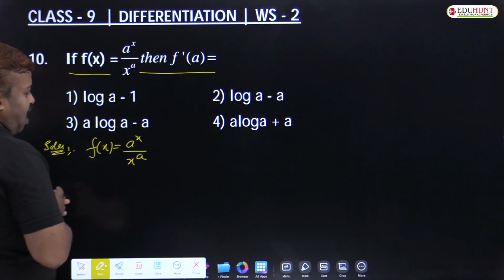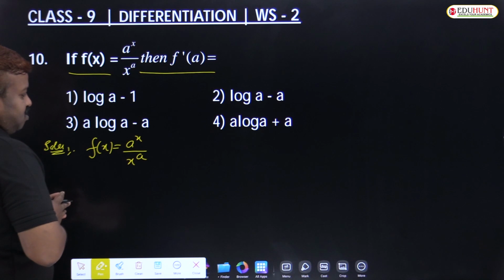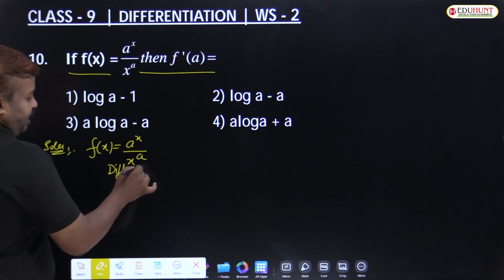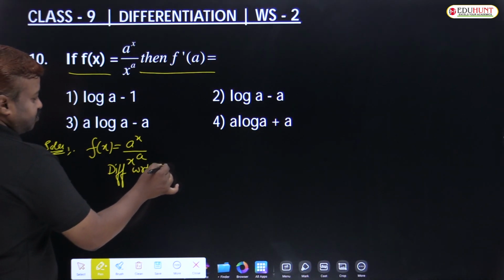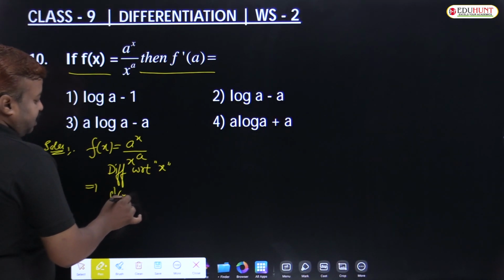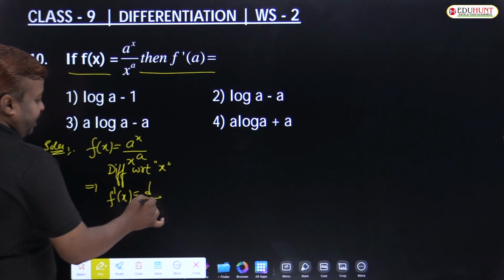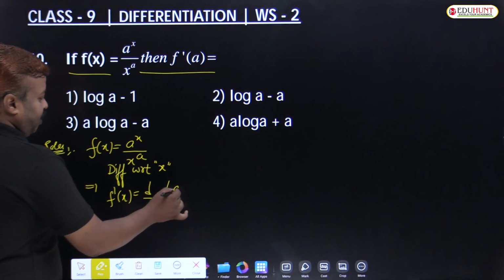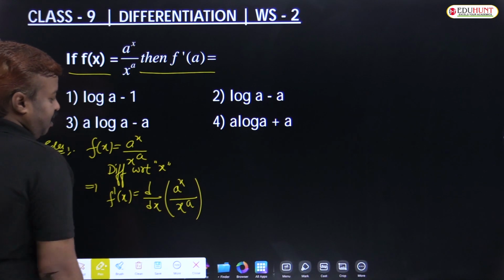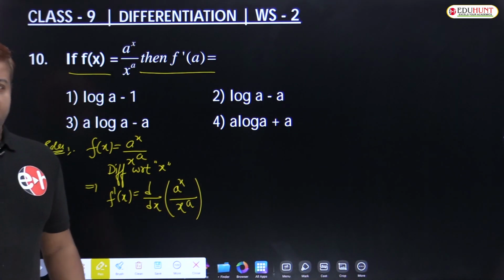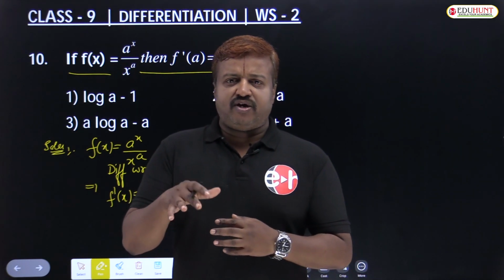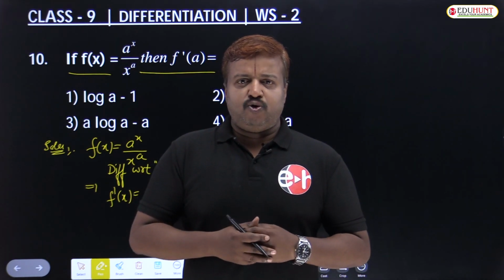So now I have to first find out f dash of x. So here differentiate with respect to x. Then I will get f dash of x is equal to d by dx of a power x by x power a. So both are in the fraction. Yesterday I told you both are in the fraction, in terms of variable x, we have to apply u by v rule.